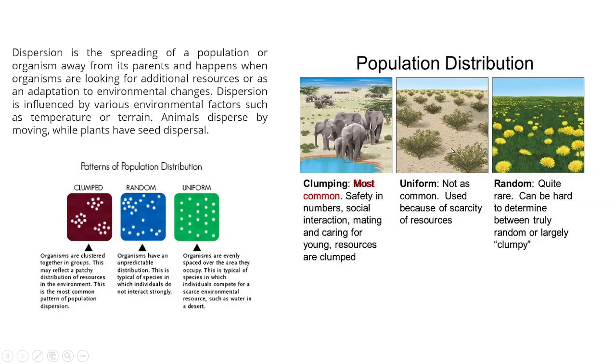In case of uniform, the organisms are uniformly spread out in an area. This is very typical in a species where the individuals are competing for resources. So if there are limited resources such as water, in a desert for example, there is a uniform distribution. They will not show a clumped dispersion, because they will not be able to survive. There will be huge competition for water. So there is uniform distribution. So these are the three most popular patterns of population dispersion.